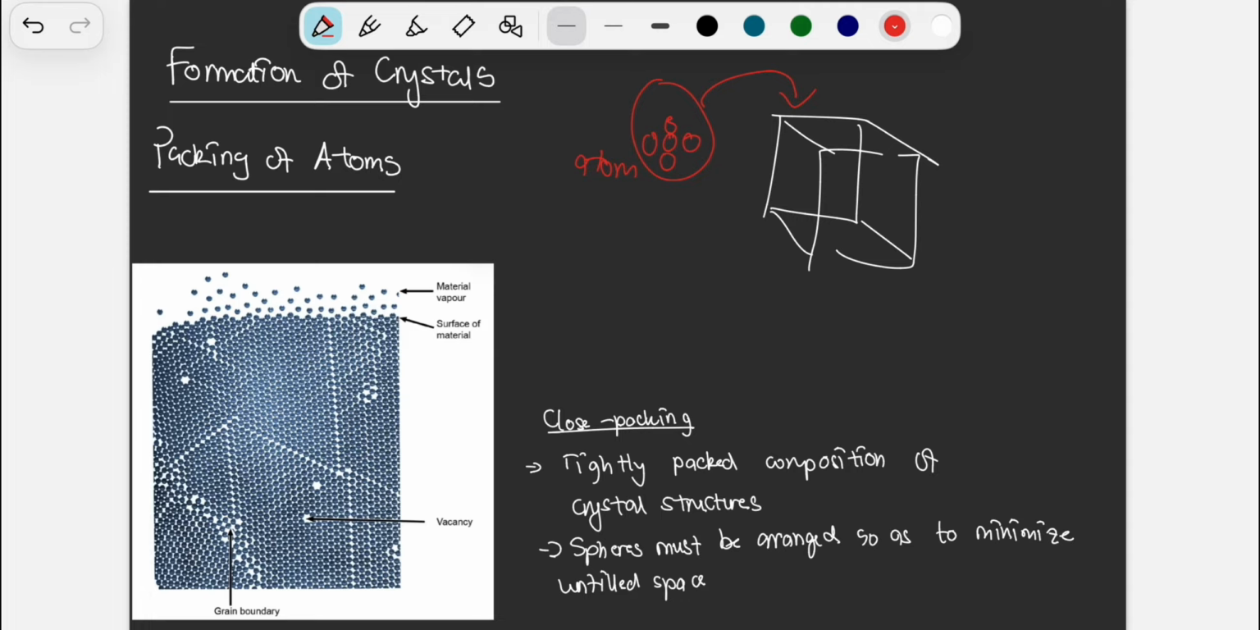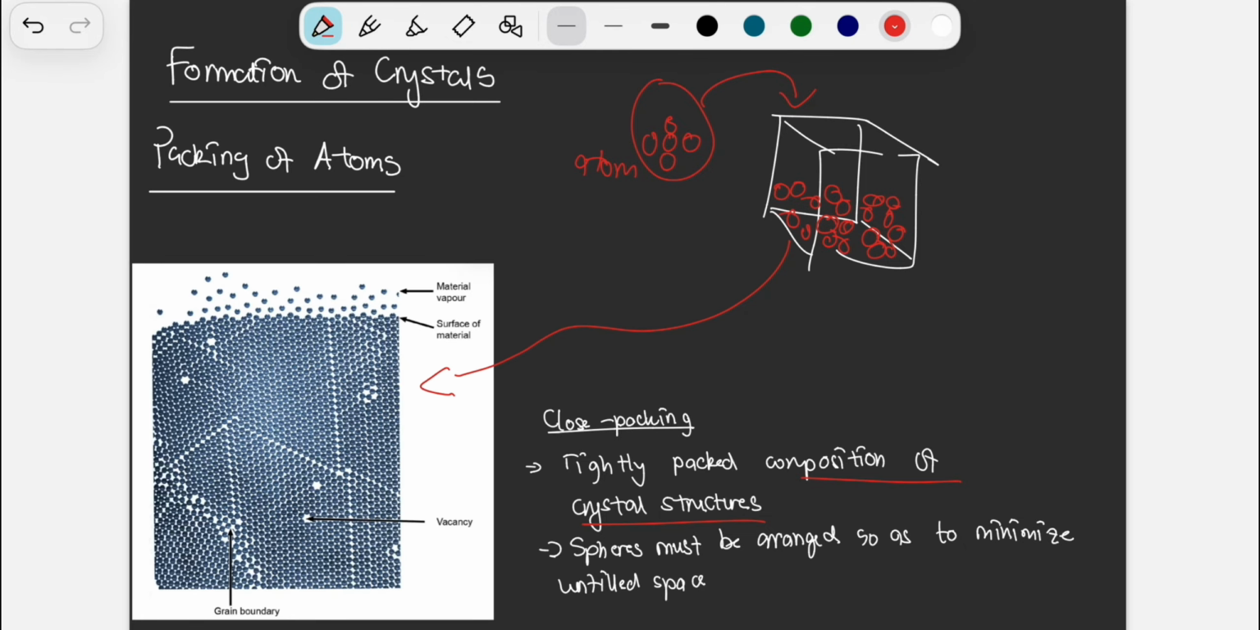Well, what you're going to see is that all of those atoms are going to pack up very nicely. And as those atoms are packing up, they're going to follow a certain pattern. Now, a scenario called close packing occurs, which is basically the tightly packed composition of these crystal structures that you can expect to see. So those spheres are going to be arranged so as to minimize the unfilled space, right? So if you're going to fill it up and wait patiently, what you're going to observe is something like this.